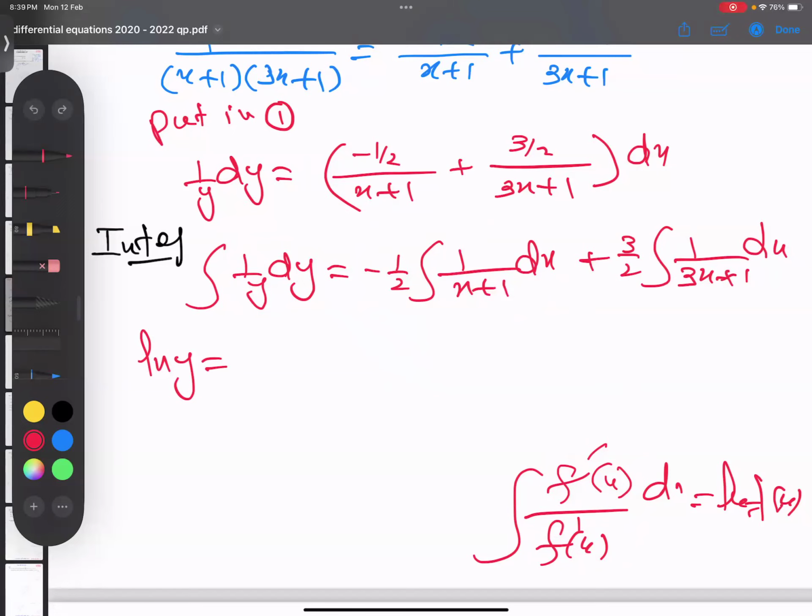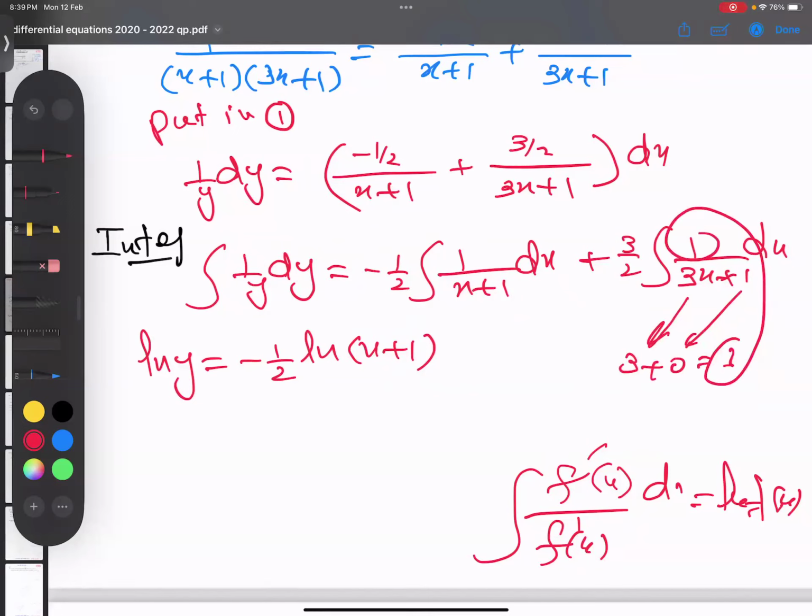I can write directly -1/2 out as it is, log of x plus 1. But here's a little change. What is this derivative? 3, and what is it? 0. So I got a 3. I need 3 up available, but I don't have it available, so this 3 will go inside.